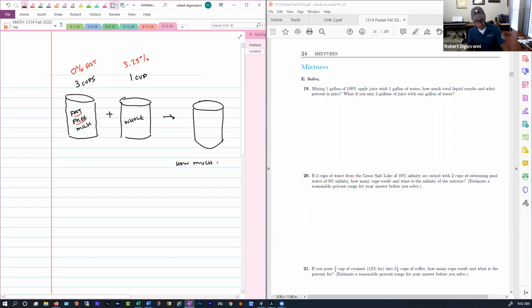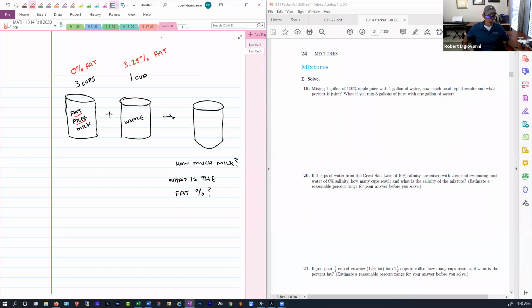That's the easier question. How much milk do we have? The second question is, what is the fat percentage? All right. So if I take 3 cups of fat-free milk and mix it with 1 cup of 3.25% fat milk, at the end of that, how much milk do I have and what is the fat content of that new milk that's mixed up?